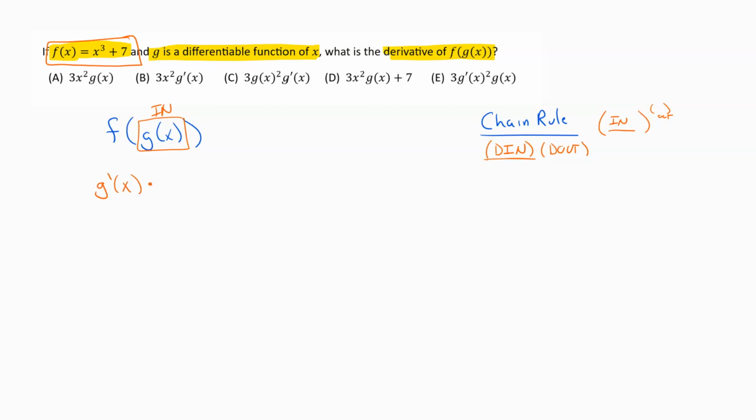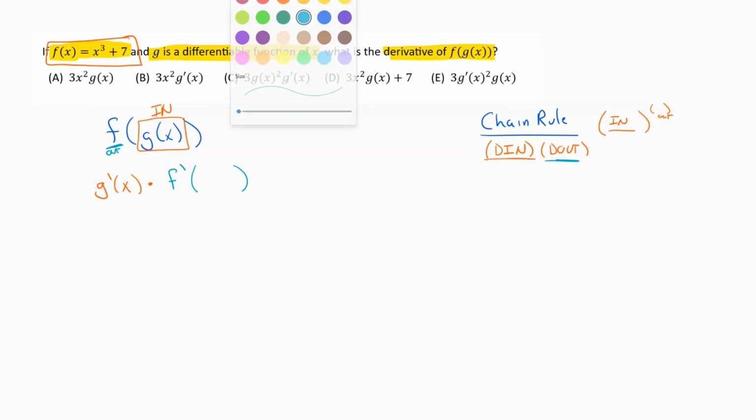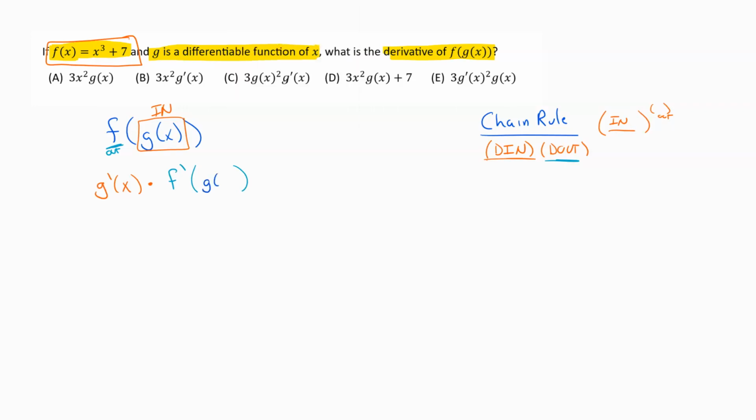So that would be g prime of x times, then we would do the derivative of the outside, the d out. Well, the derivative of the outside, again, this is really just a notation game. The derivative of f would be f prime, and then you're going to leave alone that g of x, all that stuff on the inside. So this is our derivative right now. We've taken the derivative, and you look and say, well, it's not quite what they want.